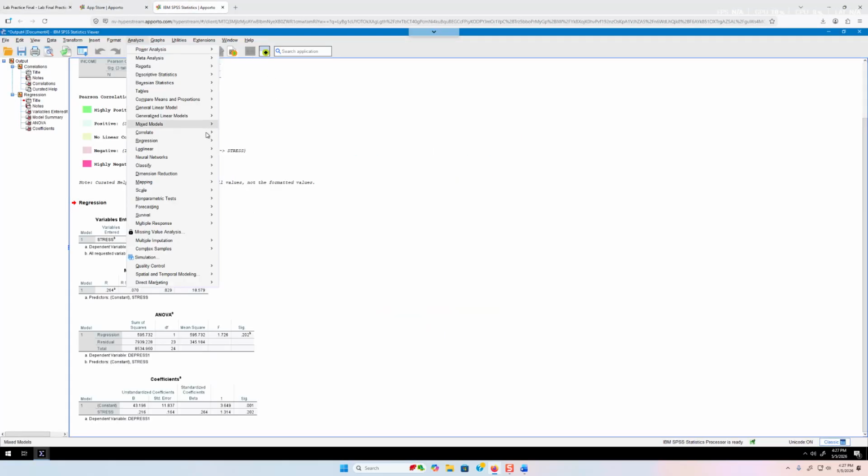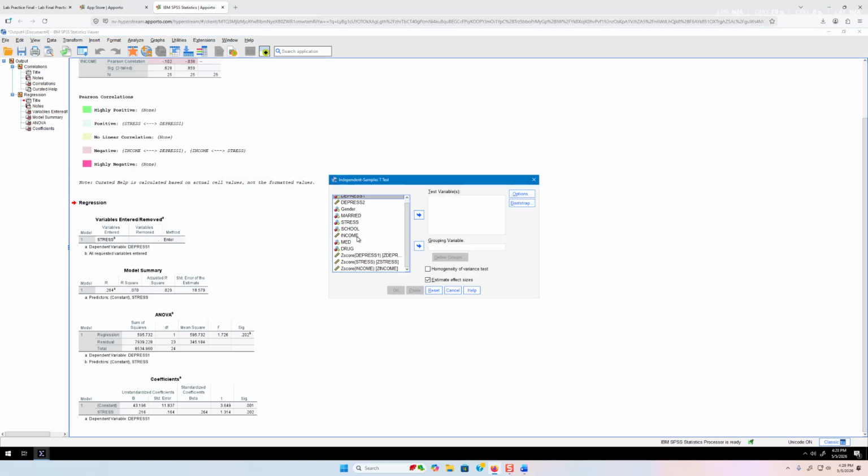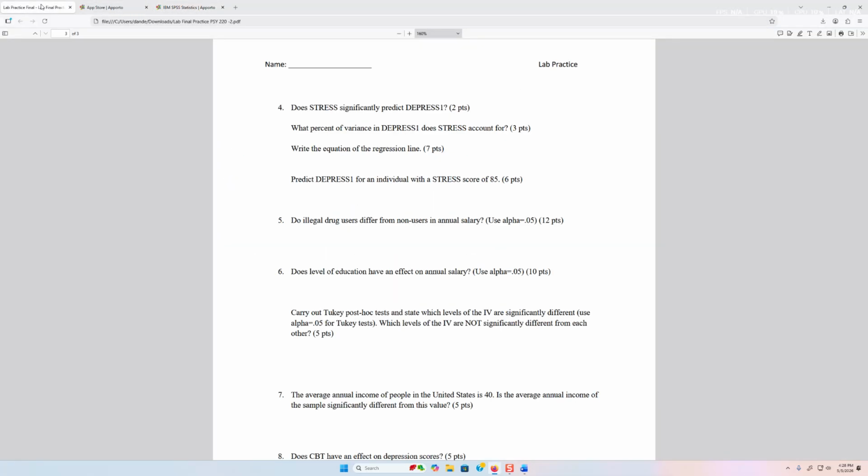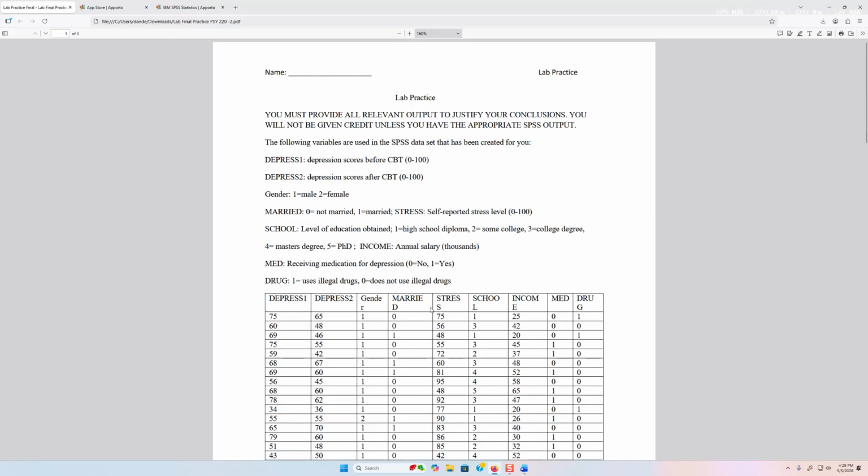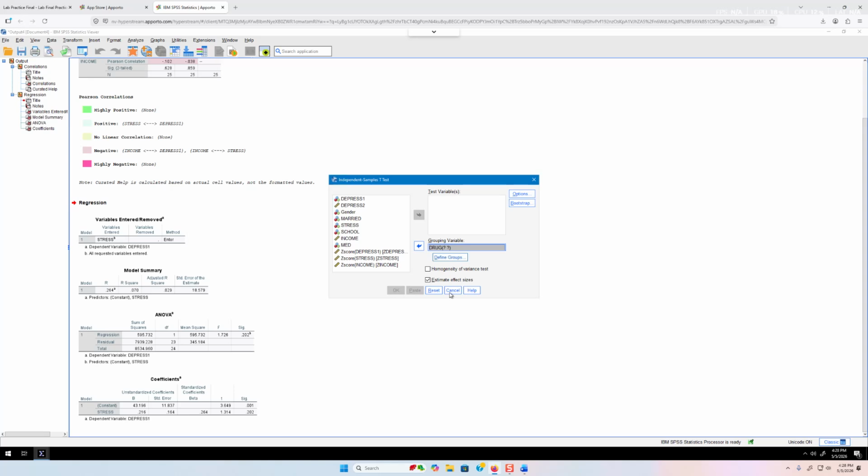Analyze, compare means, independent samples t-test. We're going to do drug as our grouping variable. And how is drug coded? Let's look at drug, 1 and 0, where 0 is non-drug and 1 is drug. So it's coded as 1, 0. We got to put that here, define groups. We got to have the 2 values. Doesn't matter what order it's in.